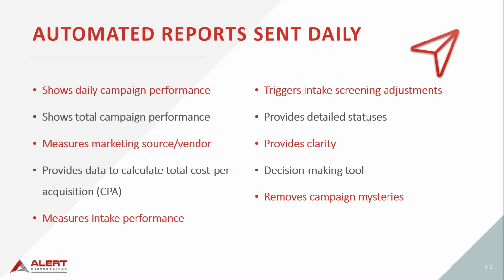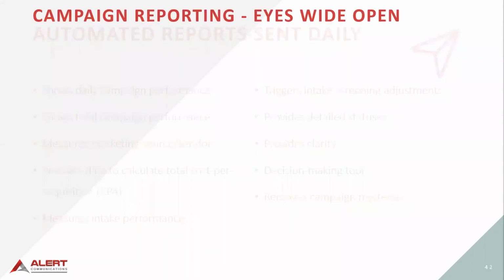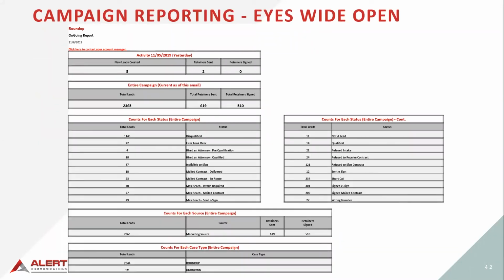It provides data to calculate the total cost per acquisition, and it measures intake performance. It triggers intake screening adjustments, meaning if you're not converting a high enough amount, it might be that your intake screening criteria can be adjusted, and we actually coach on that. It provides detailed statuses of every lead. It provides clarity internally in your office, so you know exactly what's happening with every lead, with all different marketing vendors all at once. It's also a decision-making tool, and it really removes all the campaign mysteries where you're not quite sure why a campaign's not performing with a certain vendor. And this is what we call eyes wide open.